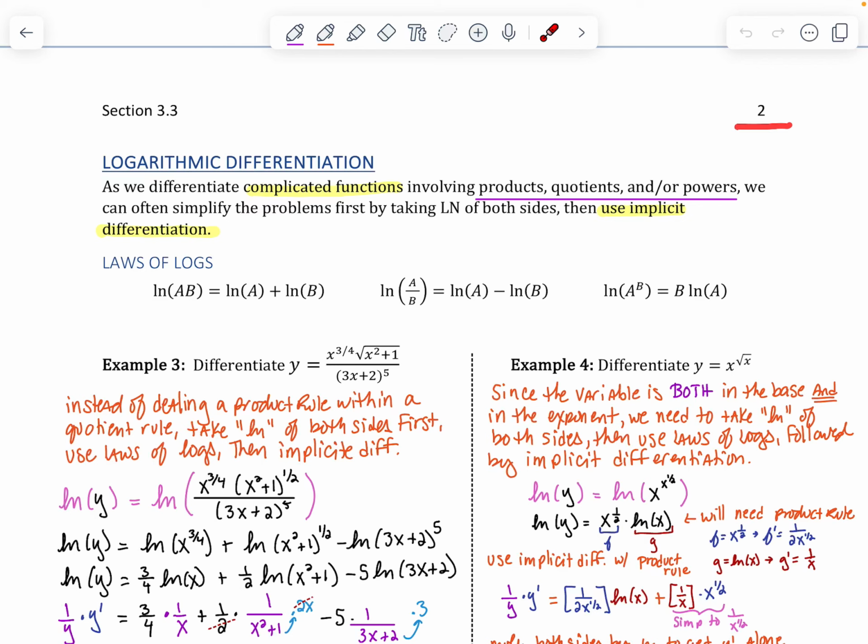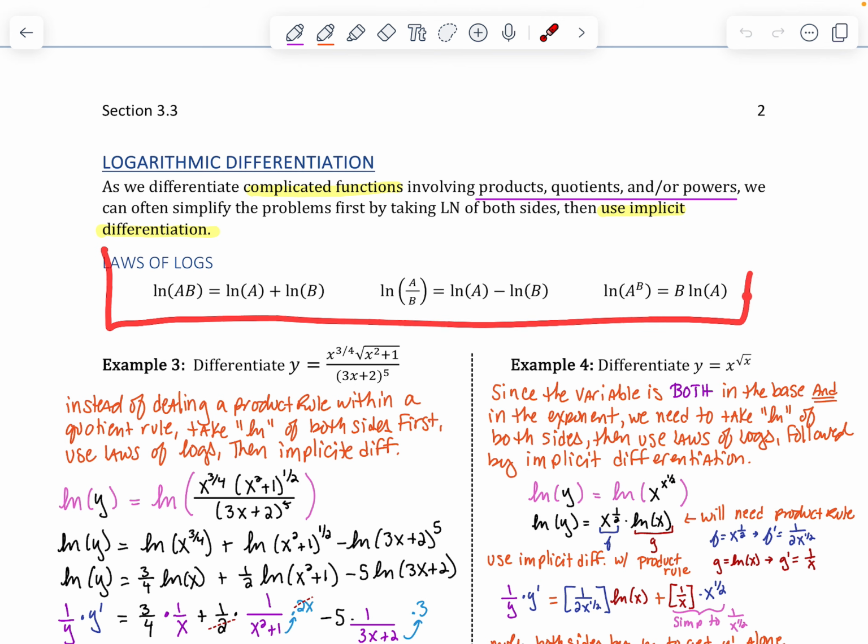Section 3.3, page 2. So now let's talk a little bit about differentiation when it comes to logs. What may happen is we could have a pretty complicated function, for example, one involving multiple derivative processes that we know. And what we can do is simplify the problem by essentially taking the natural log of both sides. This will force us to use implicit differentiation, but as you'll see, it's really just one quick, easy extra step.